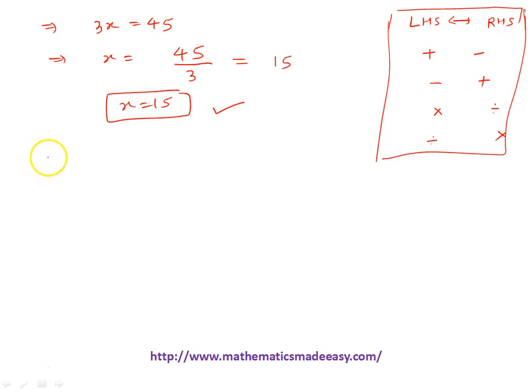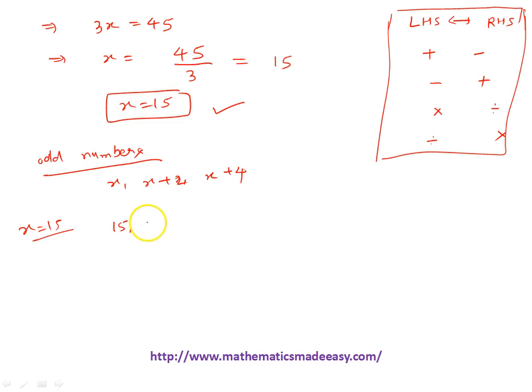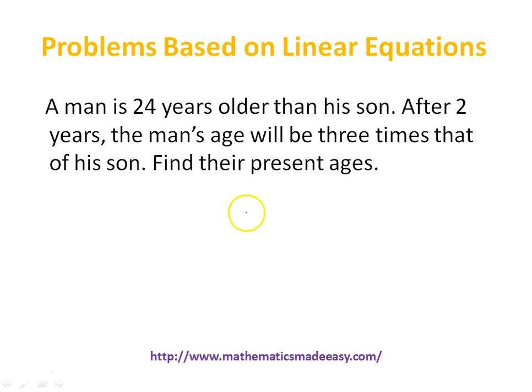So we have got the x here, right? And what have we assumed? Odd numbers. We assumed the odd numbers are x, x plus 2 and x plus 4, right? So if we put x equal to 15, then what will happen? 15 plus 2 is 17 and 15 plus 4 is 19. So these are the odd numbers whose sum would be 51. Got it? Moving to the next question.